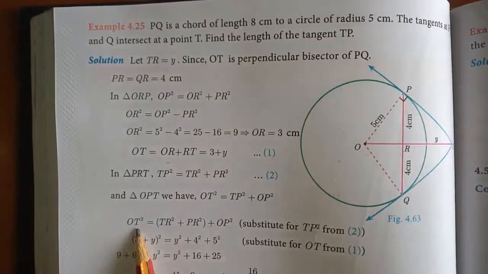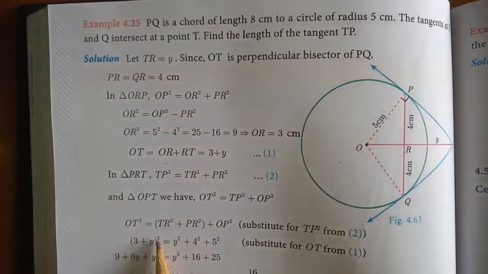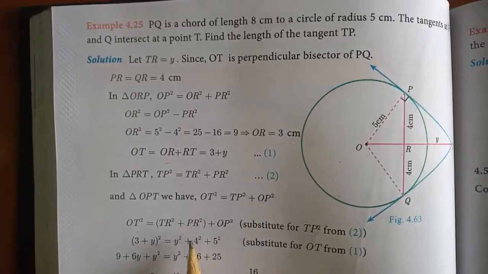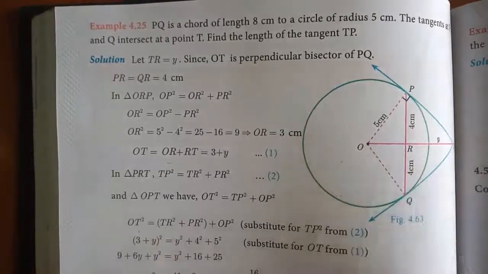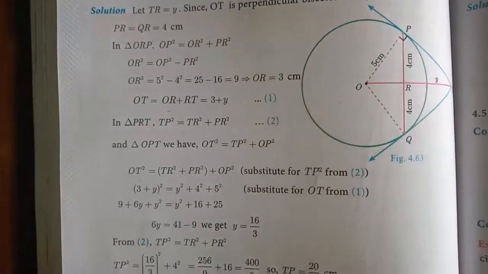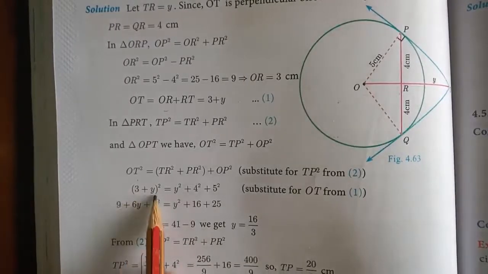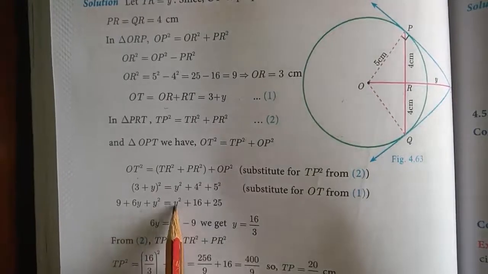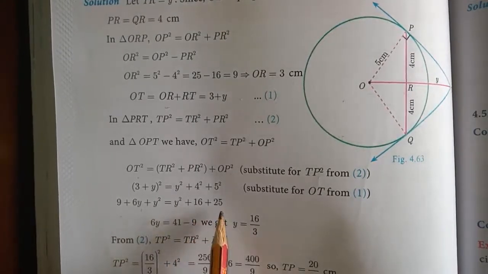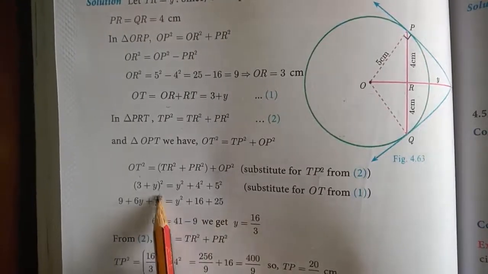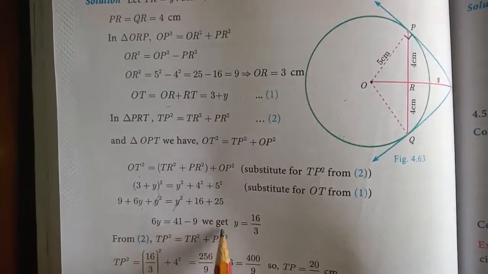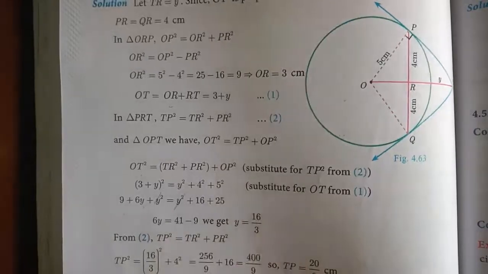So we can write OT as 3 plus Y the whole square, which is equal to Y square plus 4 square plus 5 square, because TR is Y. So Y square plus 4 square plus 5 square. Now we can use the formula A plus B whole square. So 9 plus 6Y plus Y square is equal to Y square plus 16 plus 25. So Y square gets cancelled. 6Y is equal to 41 minus 9. We get Y is equal to 16 by 3.